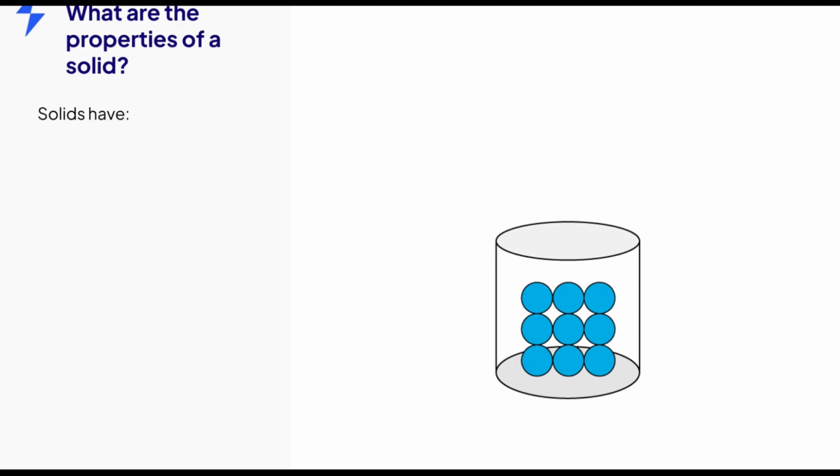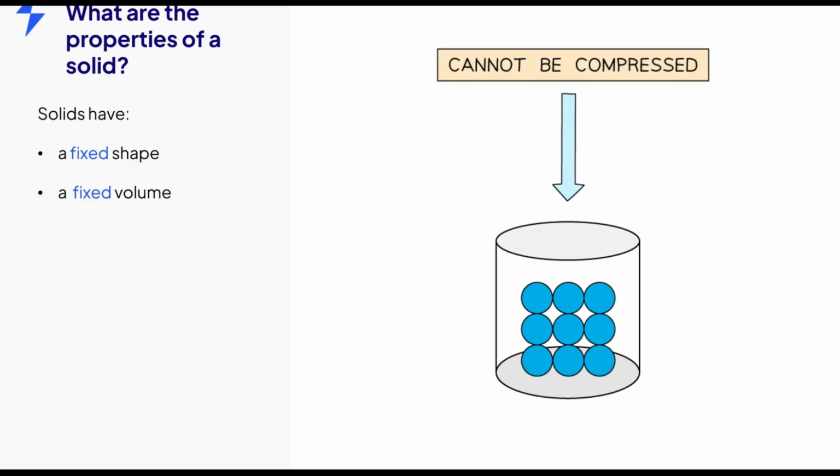Let's have a closer look at the properties for each state. The particles in a solid are unable to move and have no spaces between them. So a solid is rigid and maintains a fixed shape and a fixed volume. Because of this, a solid cannot be compressed when pressure is applied. Solids also have a high density.